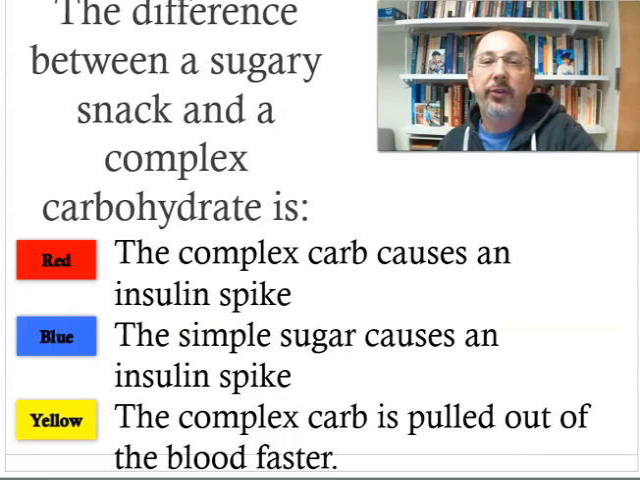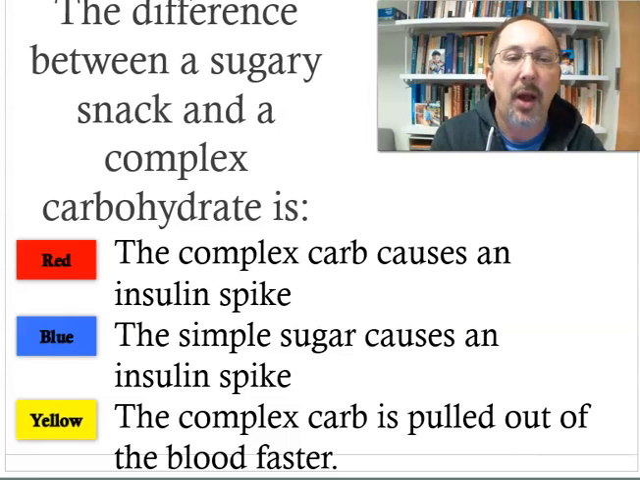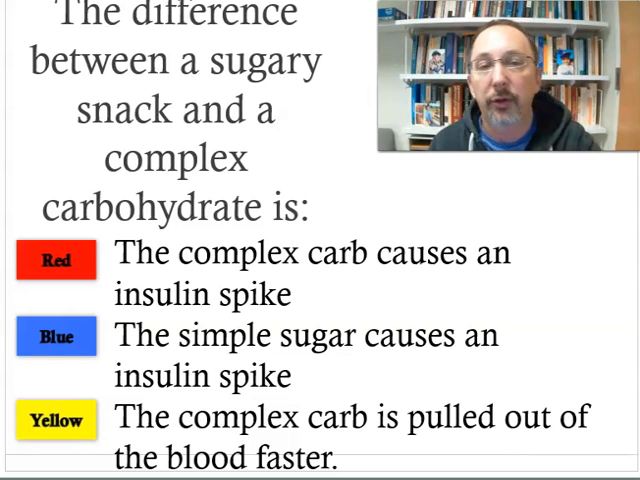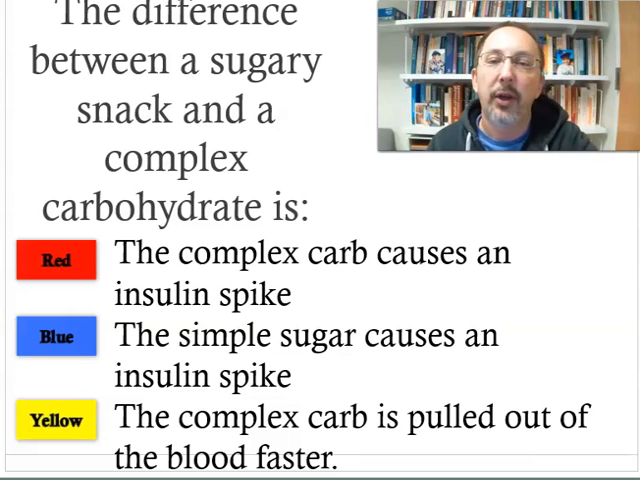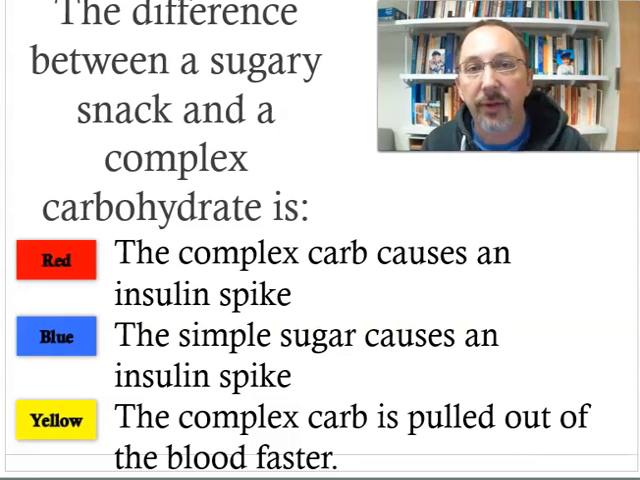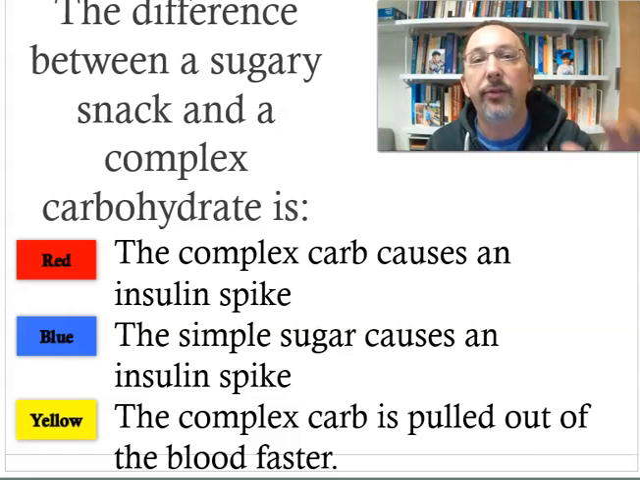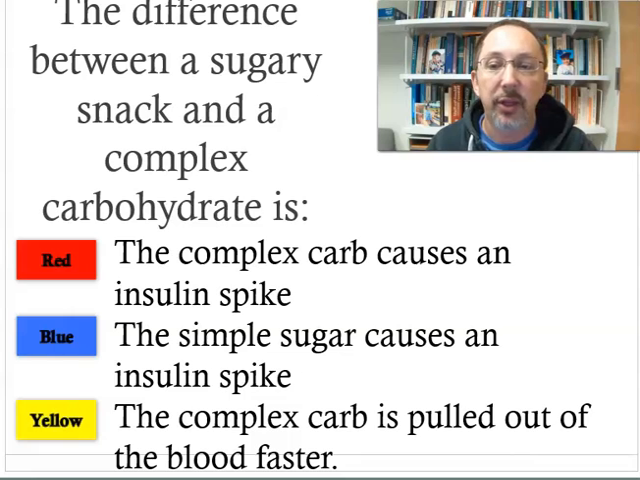Now, sugary snack and complex carb, what's the difference? Is it the complex carb causes an insulin spike? Is it the simple sugar causes an insulin spike? Or is it the complex carb is pulled out of the blood faster? And the answer is the simple sugar causes the insulin spike. We just saw the complex carb slows down digestion. You feel full longer. You're not feeling as hungry as quickly. And your body makes better use of the nutrients, and you don't end up stuffing glucose into your fat cells because a nice regular amount is released into the blood that can be used.